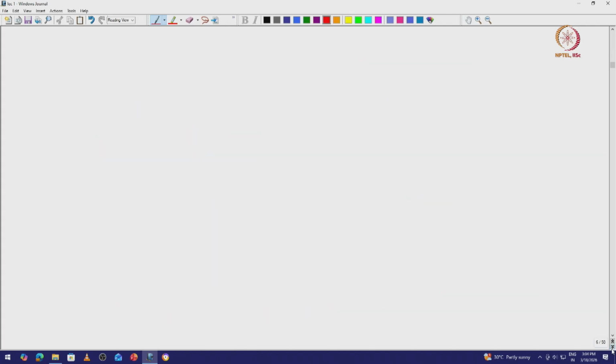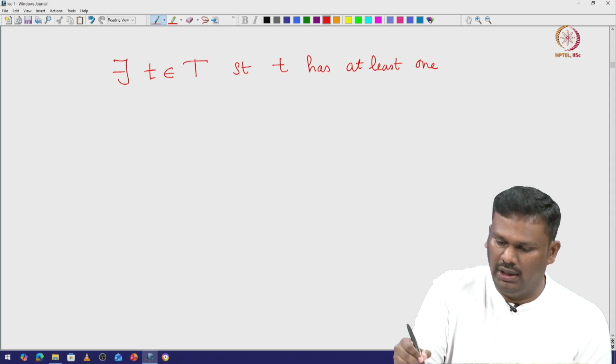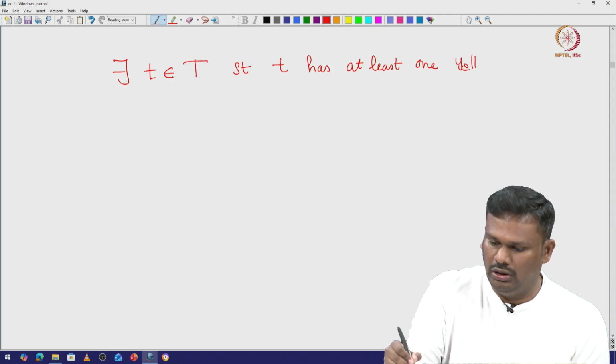If you want to write this sentence, then we want to say that there exists a tree t in T such that t has at least one yellow leaf.